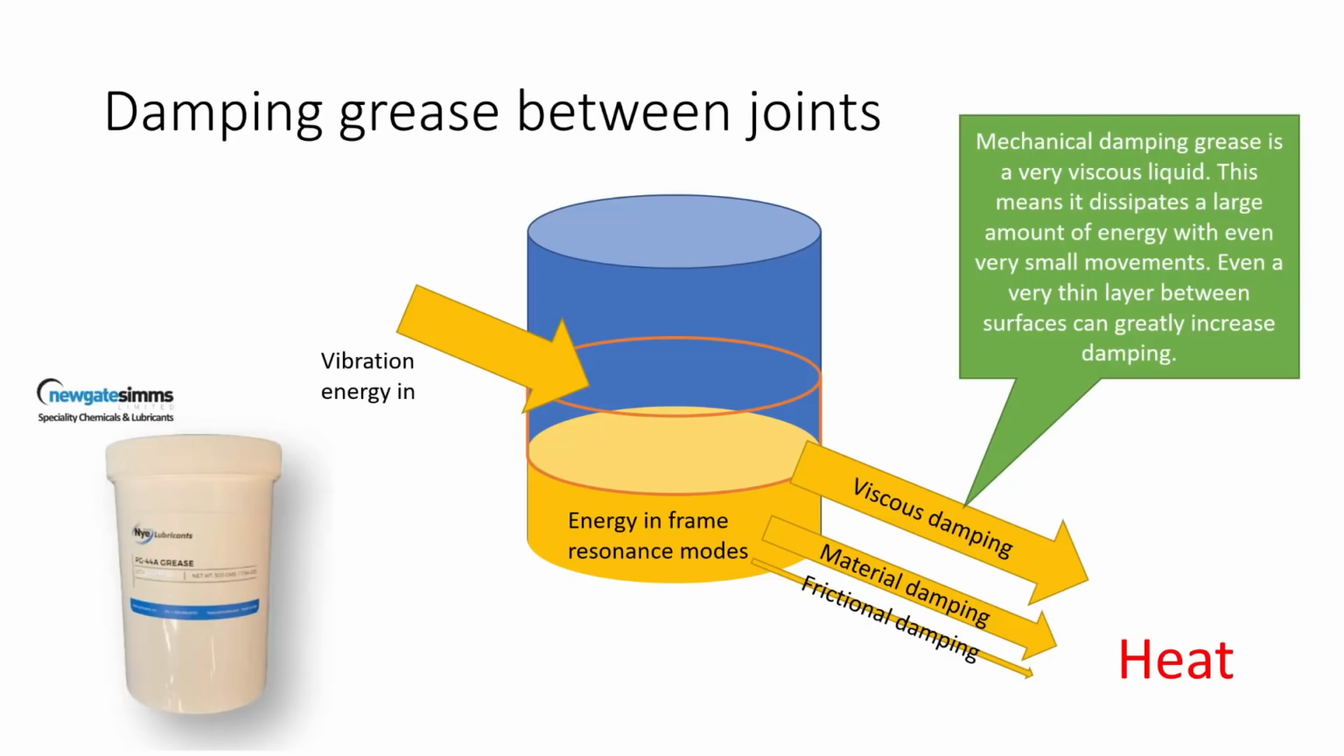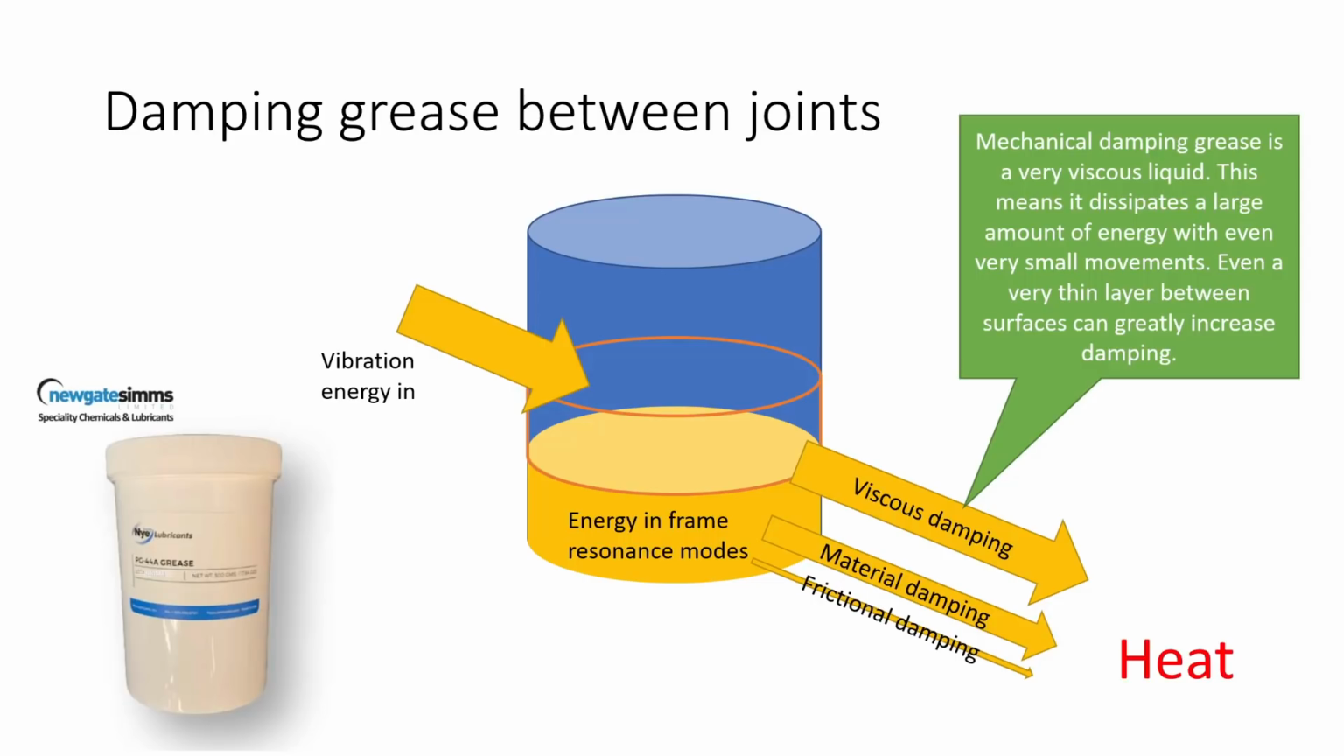Even a very thin layer of grease between the surfaces of a frame can greatly increase the damping of the whole structure. And I've tried to show in this diagram the way this works. So the grease actually probably reduces the amount of frictional damping that goes on, but what it gives up in terms of frictional damping, it more than makes up for by adding a large viscous damping component.